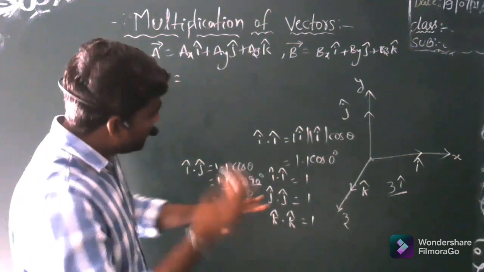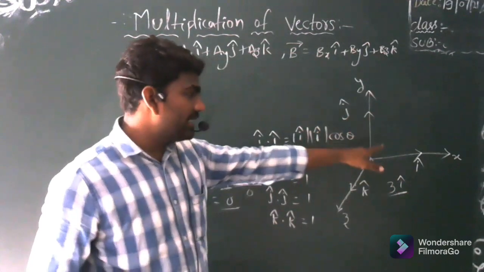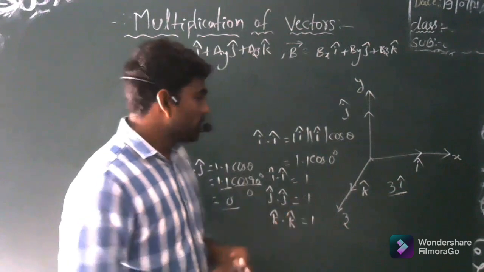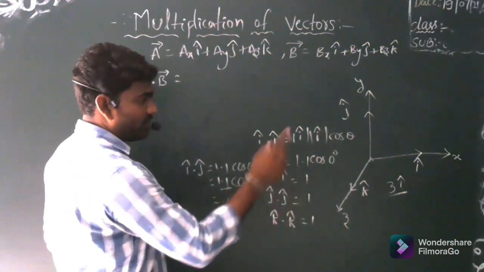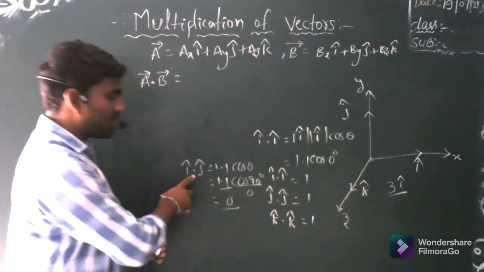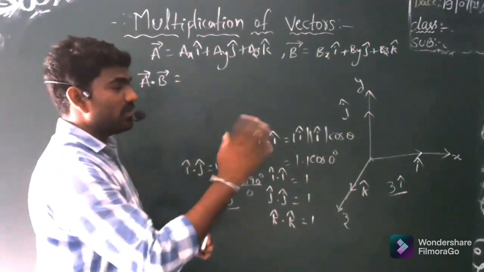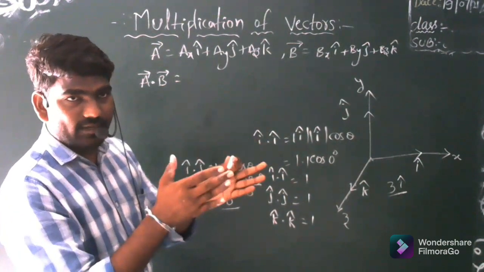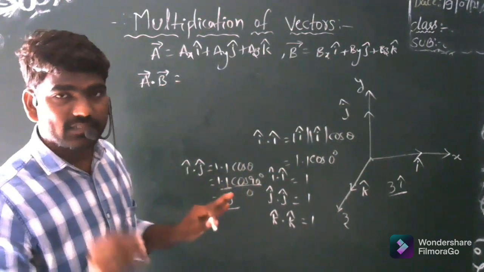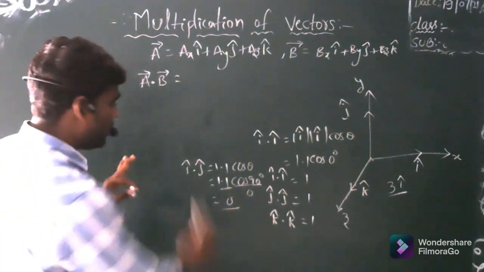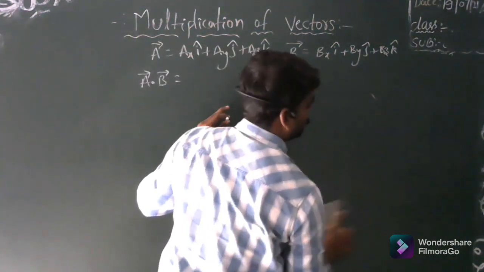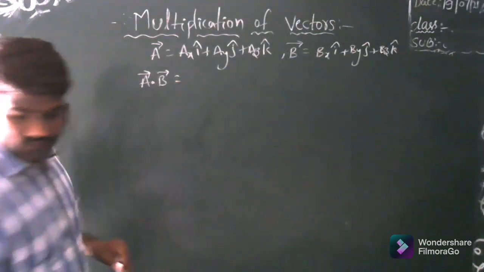In the same way, the angle between i and j is 90 degrees, j and k also 90 degrees, k and i also 90 degrees. So whenever you do the dot product of the same unit vectors, you will get the result as 1. And whenever you do the dot product of the remaining vectors, ij or jk or ki, you will get the dot product result as 0. Now, remember these. Why? Because while we are solving or deriving the dot product formula, these are useful.